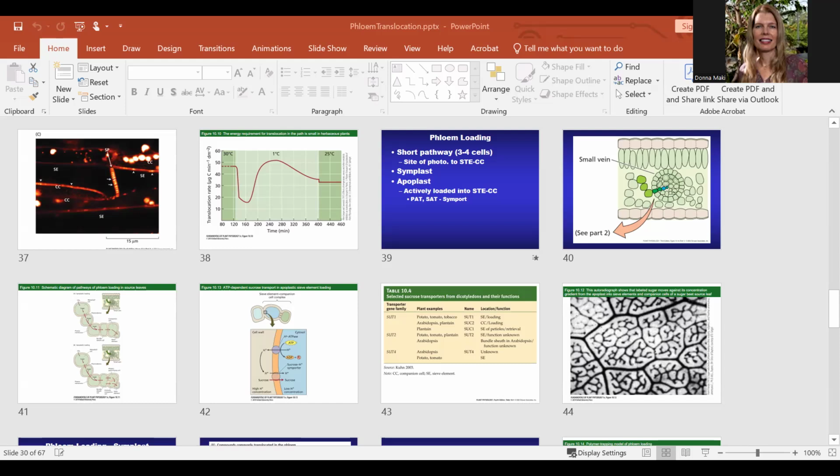Okay, what about biological nitrogen fixation? So this is a definite process between the plant and its microbial partner. No fungi. No fungi can do this. Only bacteria.